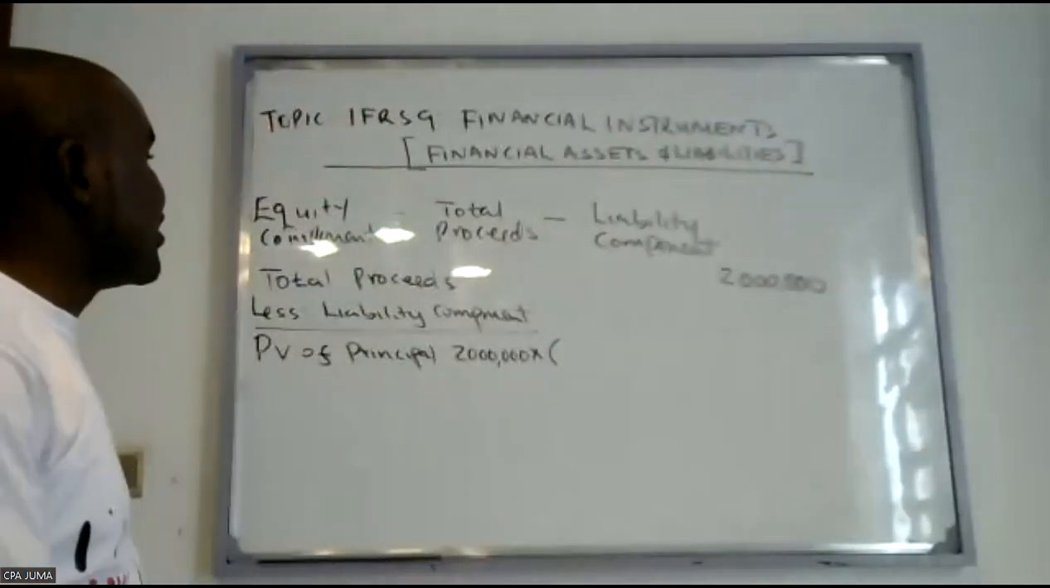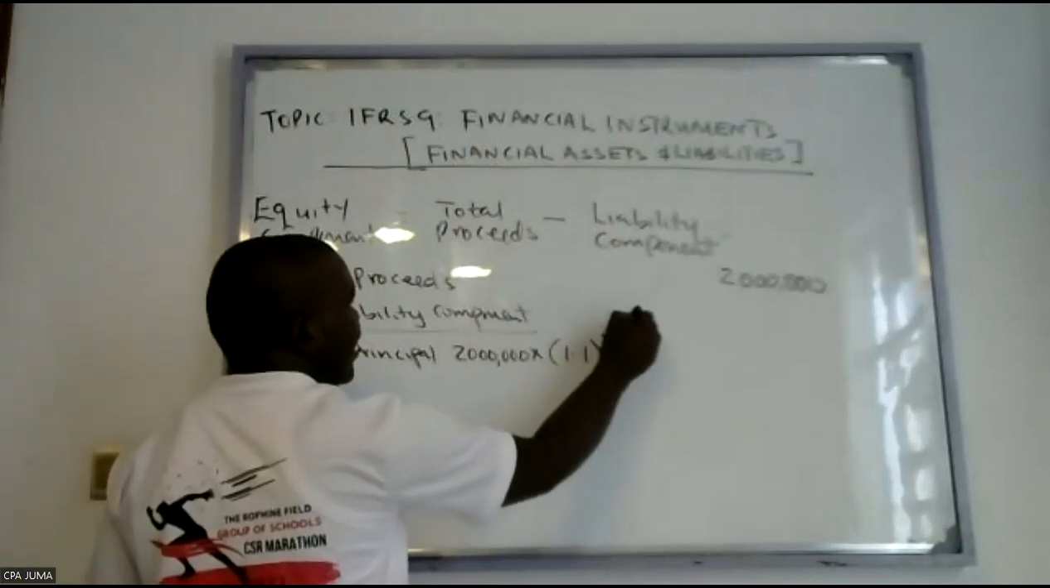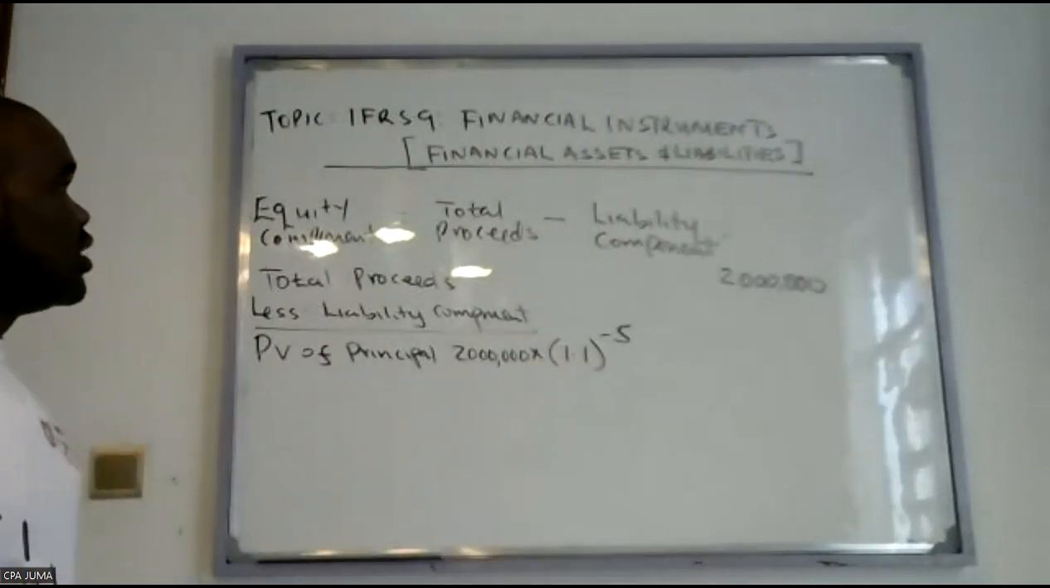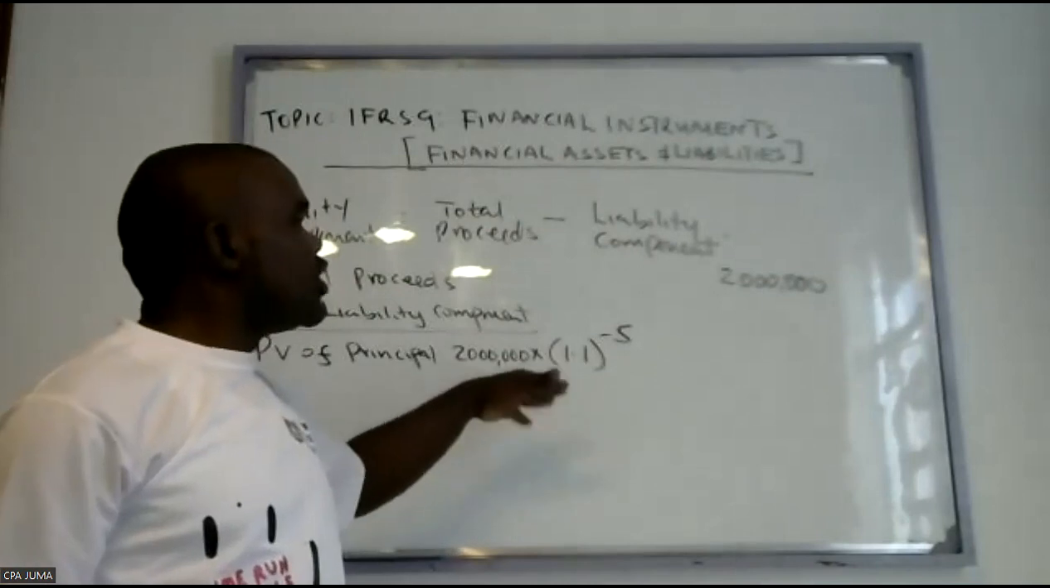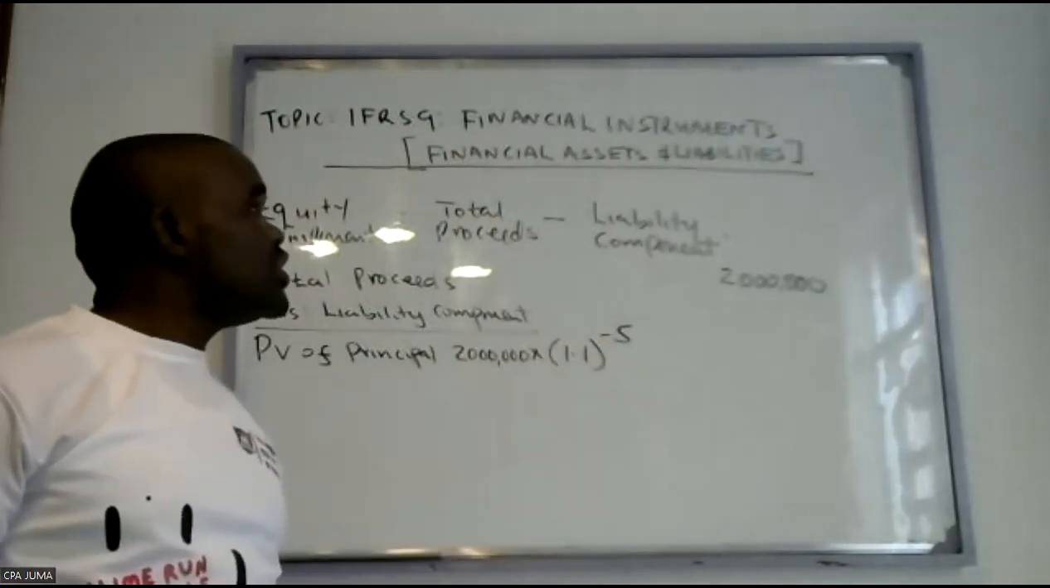It was 10%. So it will be 1.1 raised to power negative 5. It's 5 years. So you are trying to get what is the value of this 2 million in 5 years to come. Can you calculate this for me, please?